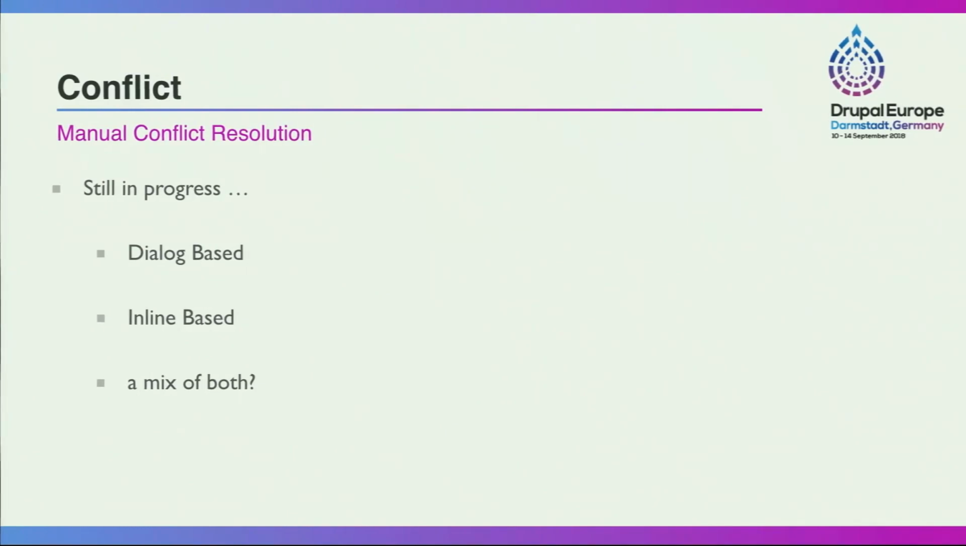The other one would be inline-based. It means that after the form is submitted, the user sees the same page again, but underneath each of the fields where conflicts have been detected, there is a diff shown, or probably a three-way view of each of the versions. Or probably we might need some mixture of both approaches.